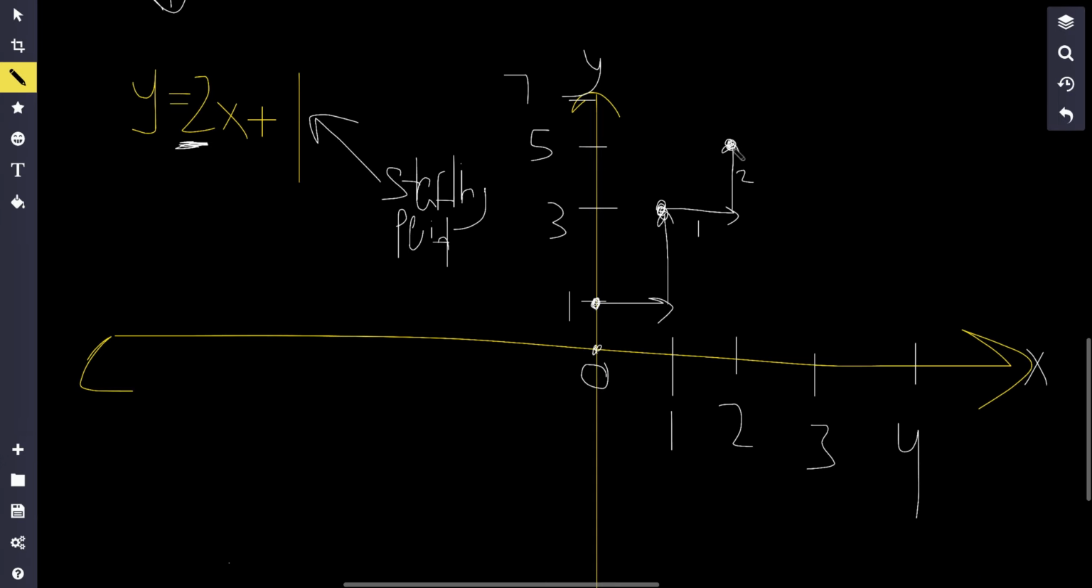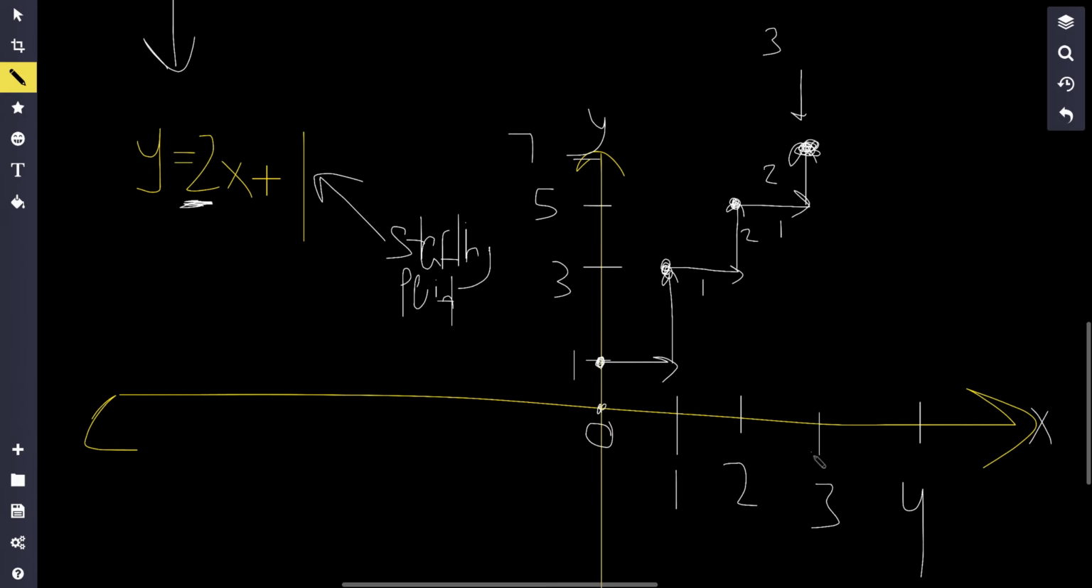I'm just going to keep doing this staircase, right? 1 unit to the right, 2 units up. So I'm going to reach 7. So this is going to be 3, 7. Okay? This point right over here is when our x value is 3, our y value is going to be 7. And boom, there we go. When we connect all these points together, we should get a straight line like so.